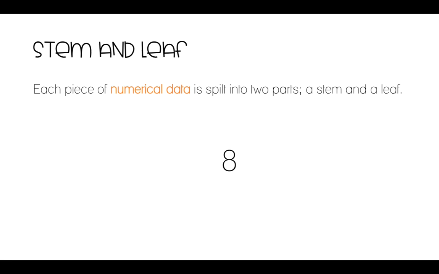In this one, it looks like we have just one digit, but we don't. Remember that we can add as many zeros before this as we want. So we put a 0 as our stem and our leaf is 8.